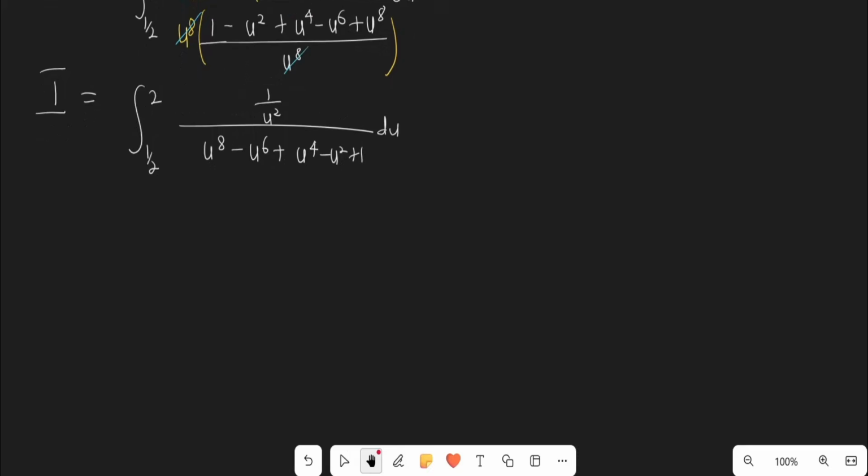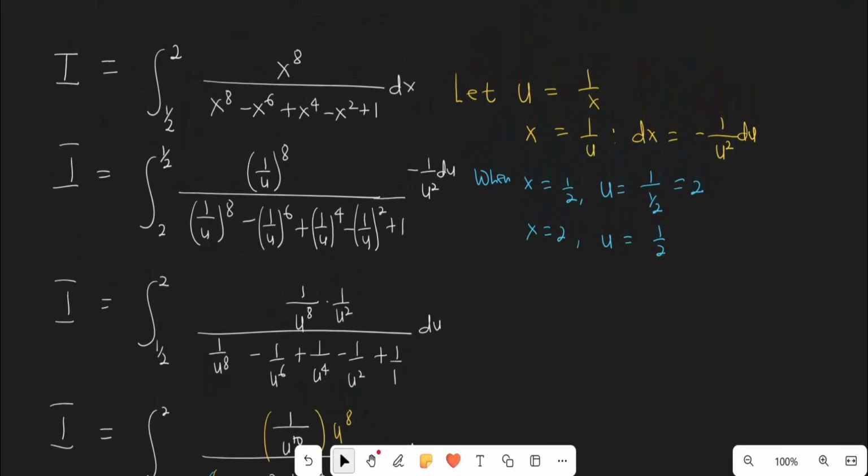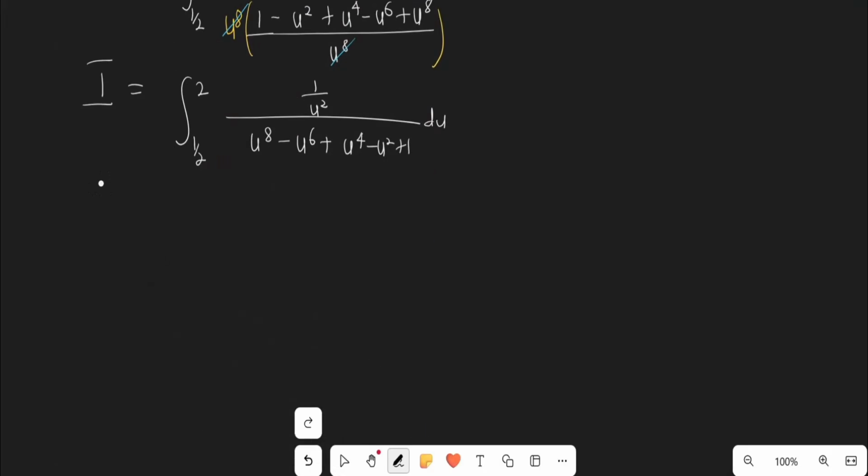Now the trick here is to add this integral to the original integral. This is the original integral. So permit me to change the variable here from u to x. So I'm going to have the integral from 1/2 to 2. Instead of u, I'm going to write x. So this is going to be 1 over x squared.